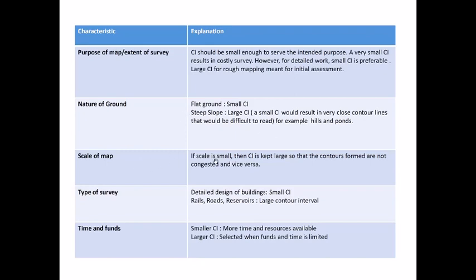Then we have scale of map. If the scale is small, then the contour interval is kept large, so that the contours are not congested. That means on a small scale map, small contour intervals will be difficult to show. But if the scale of the map is large, even small contour interval lines can be visible. Type of survey, for detailed design of buildings: like we discussed before, the more details you want, the smaller will be the contour interval, and the fewer details you want, the rougher you want it to be, you'll choose a larger contour interval.